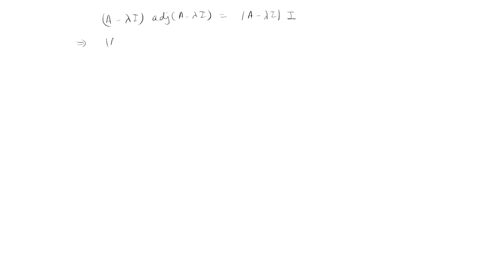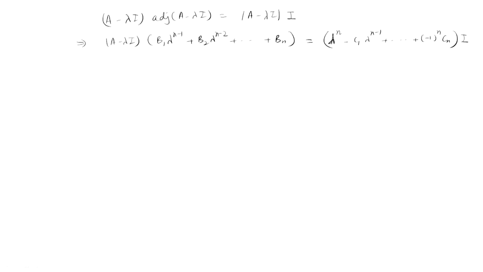This implies A minus lambda I times B1 lambda raised to power n minus 1 plus B2 lambda raised to power n minus 2 and so on up to Bn is equal to the determinant of A minus lambda I times identity. We already know that this determinant is lambda raised to power n minus C1 lambda raised to power n minus 1 and so on up to minus 1 raised to power n Cn, times identity. This we have already assumed.